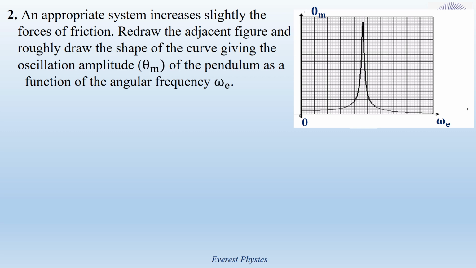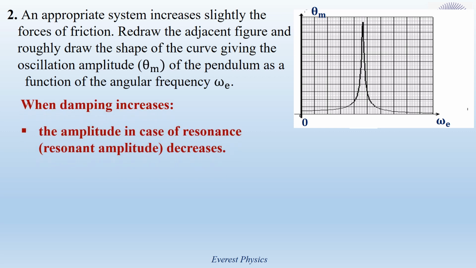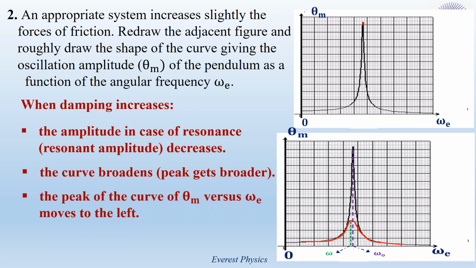An appropriate system increases slightly the forces of friction. Redraw the adjacent figure and roughly draw the shape of the curve giving the oscillation amplitude theta m of the pendulum as a function of the angular frequency omega e. We know that when the value of the friction increases slightly, this means that the damping increases. And when the damping increases, the amplitude in case of resonance, which is called the resonance amplitude, decreases. The curve broadens, which means that the peak gets broader. The peak of the curve of theta m versus omega e moves to the left.